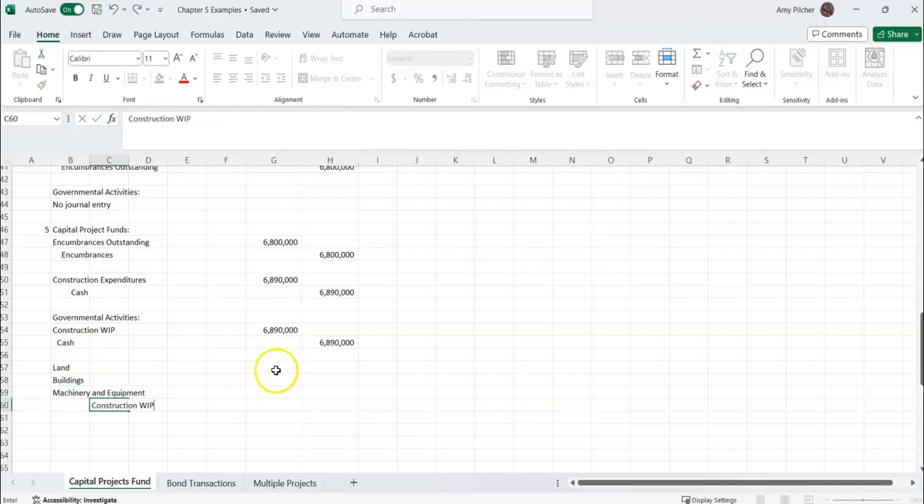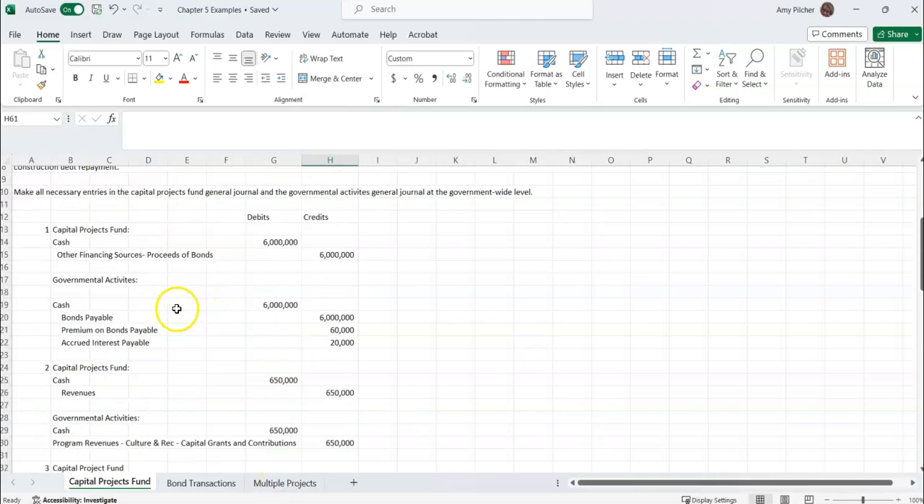Of course, now that the construction project is finished, we are going to capitalize this project in buildings, machinery, and equipment, and remove that total cost from the construction work in process.